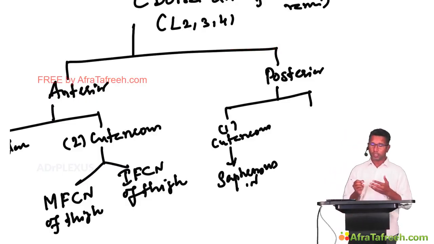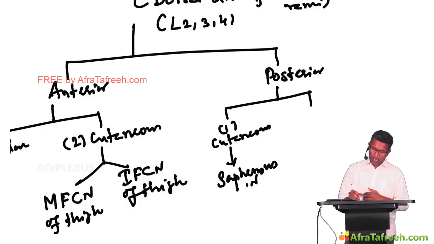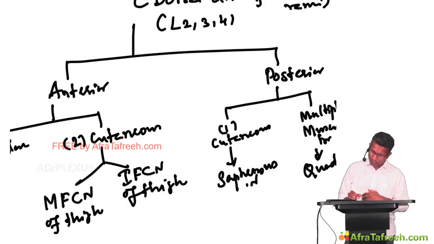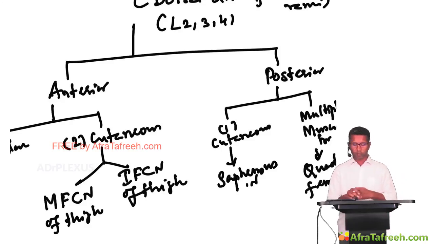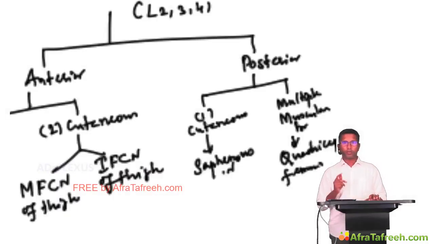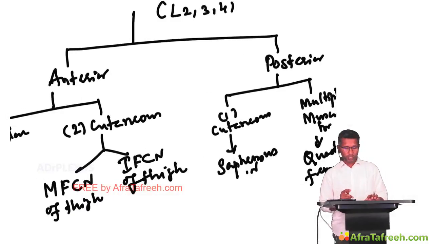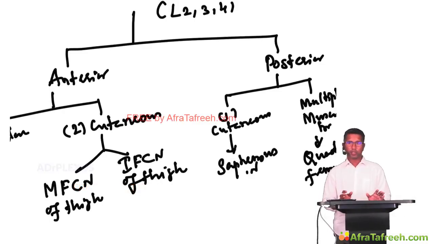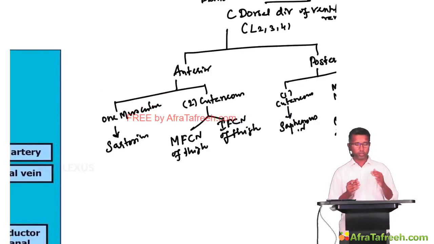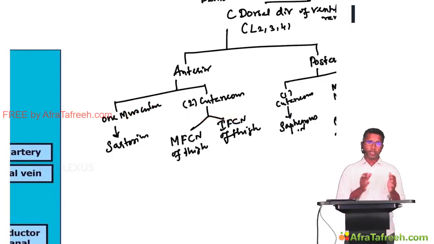It arises from the posterior division of the femoral nerve, and there are multiple muscular branches to the quadriceps femoris muscle. So from the posterior division, you get only one cutaneous branch and multiple muscular branches for the quadriceps femoris muscle. The femoral nerve has an anterior division and a posterior division, and they supply these muscles.